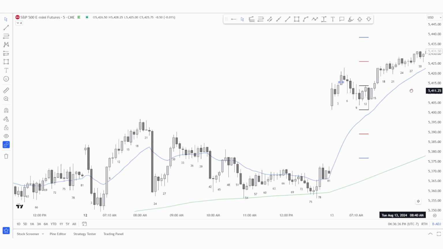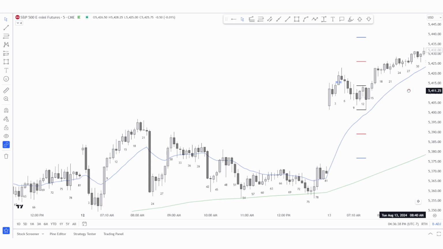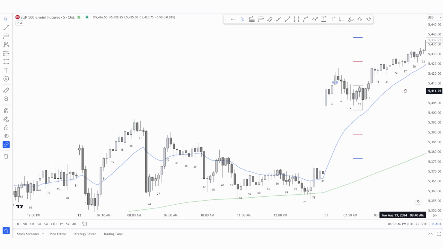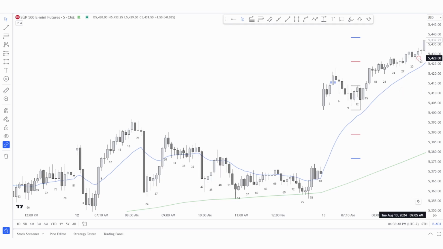31, doji bar closing on its high. 32, follow through but bad close. It's a range bar with a bull body. 33, another range bar. These are all higher lows, so the market's trending higher. Here's a higher low, higher low, higher low, and then we have another bullish breakout.